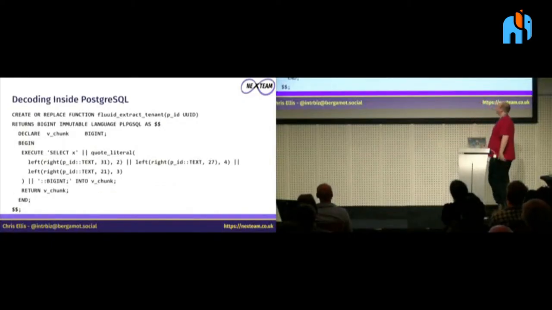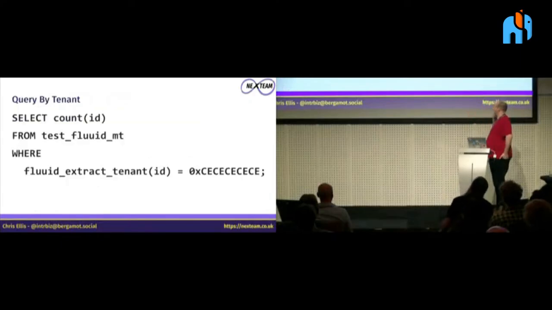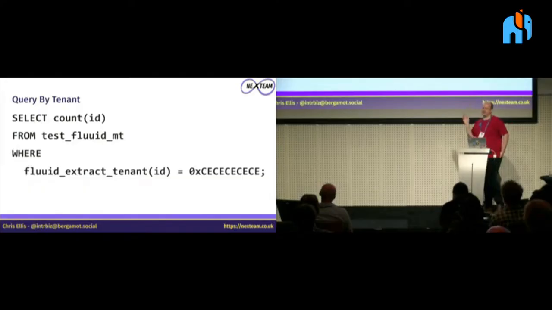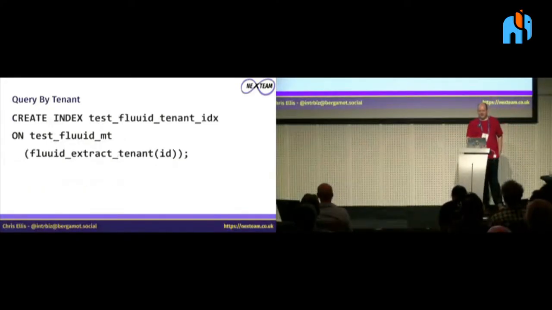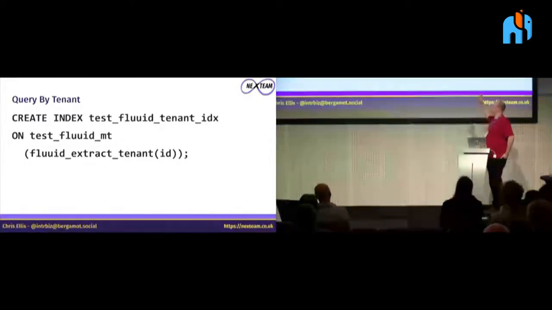But we can go a bit further. We can do that in Postgres, right? So we can also extract the tenant information in Postgres, which then lets us do stuff like this. Filter, find me all rows in a table where the tenant ID equals a particular tenant. And we could also make that slightly quicker, so we can use Postgres's expression index support to create an index on the result of that particular function. So we can do that and still have good performance.